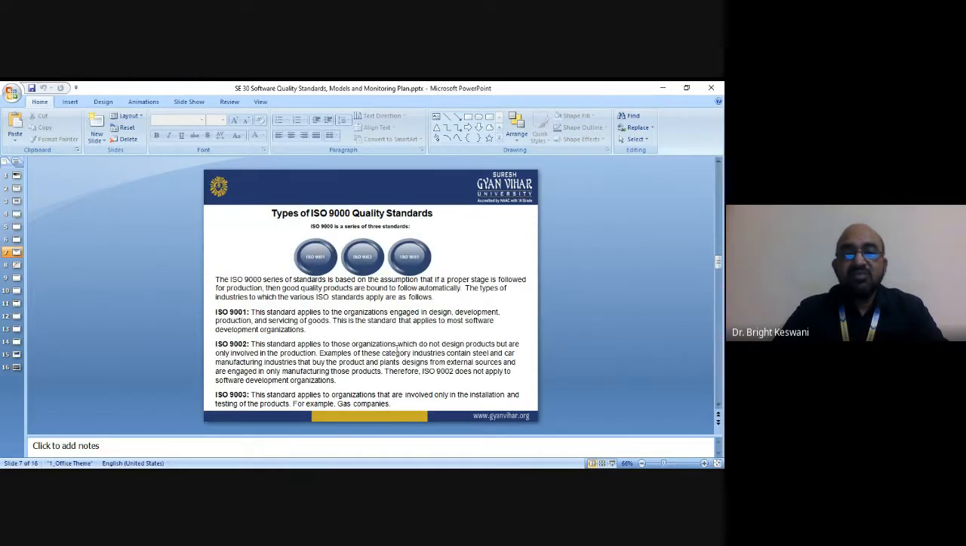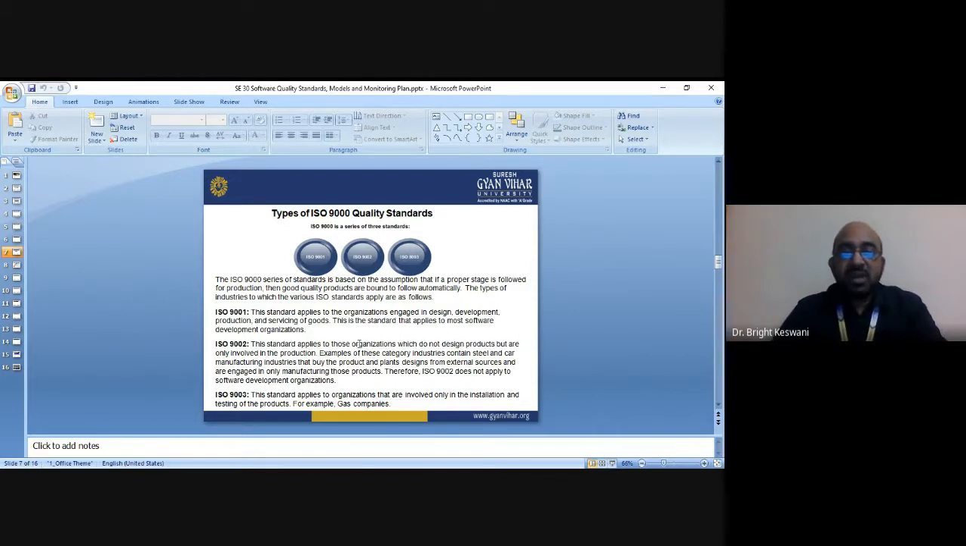There are basically three standards of ISO 9000. The ISO 9000 series of standards is based on the assumption that if a proper process is followed for production, then good quality products are bound to follow automatically. The industries to which the various ISO standards apply are ISO 9001, ISO 9002, and ISO 9003 standards companies. Let us discuss ISO 9001.